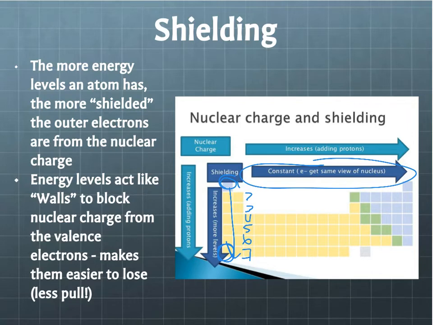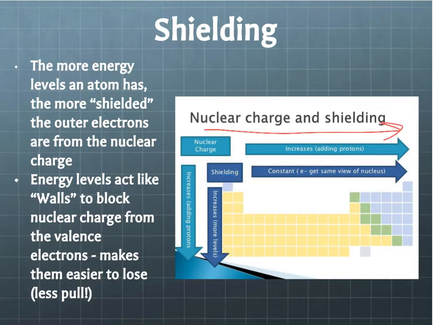More energy levels means more interior electrons. More interior electrons means there's more things to block the attraction from the nucleus to the valence electrons. So, this is going to play out in a couple of ways. We're going to be thinking about how attraction is increasing this way because we're adding protons, but our valence electrons are staying constant.